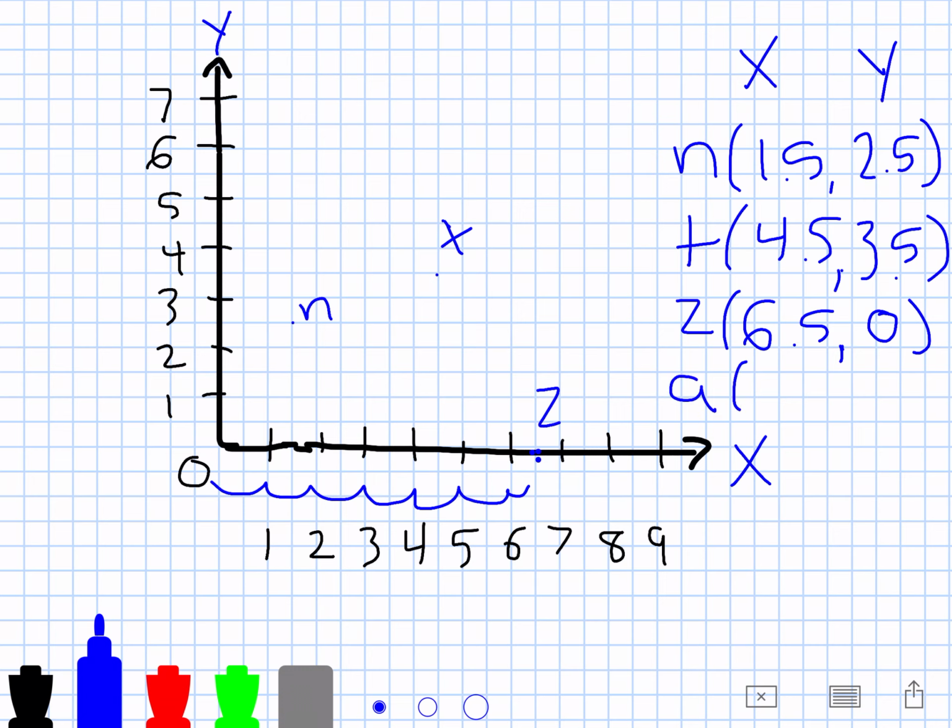And I want to try one last one with you, and we'll make this point A. And again, this is going to be another curveball because it's not necessarily going to show up right inside the first quadrant. It's going to show up on an axis line. Can you guess which one?